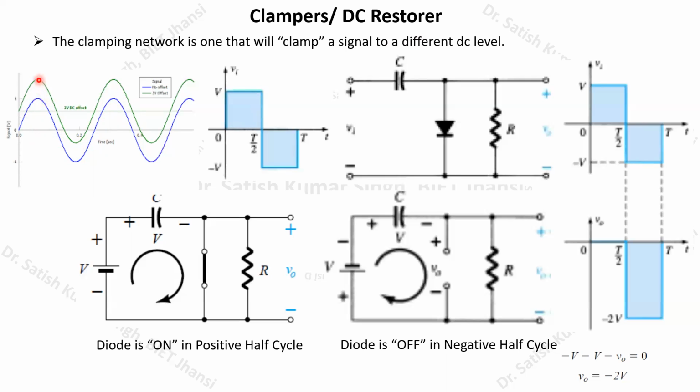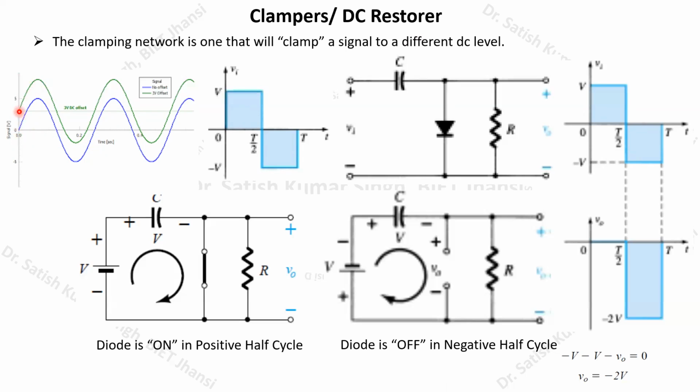Now this green signal, this green waveform, has been shifted. The maximum magnitude will become 8 volt, and the waveform will start at 3 volt, because we have added 3 volt of DC signal. Earlier it started at 0 volt. Now it will start at 3 volt.